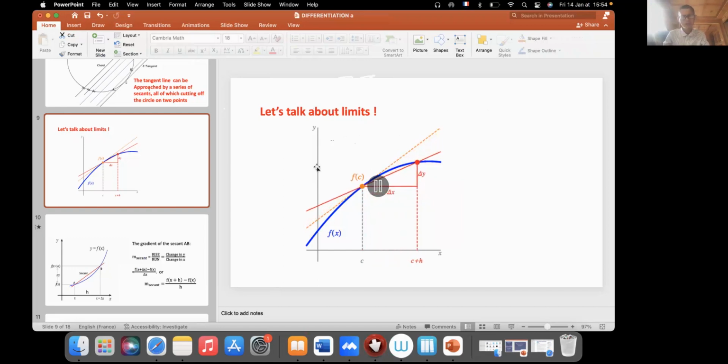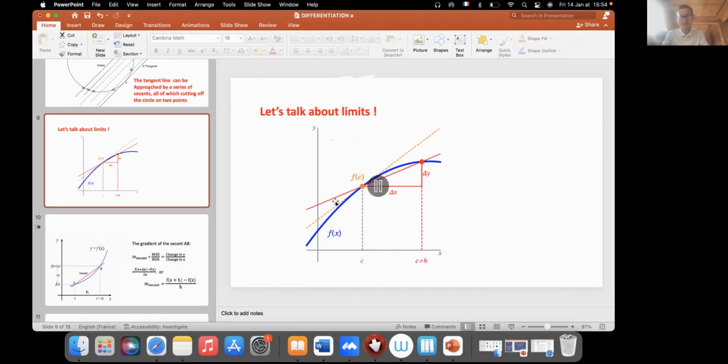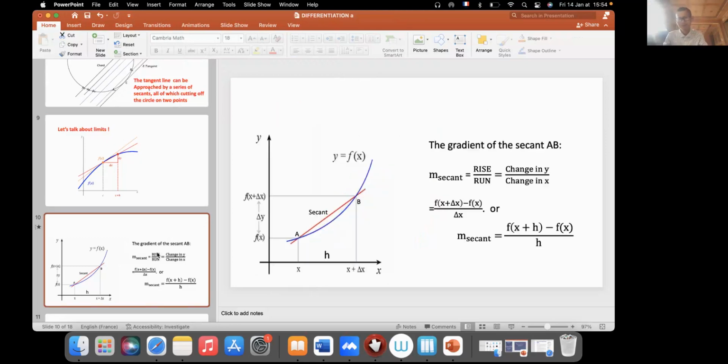Okay. So the next step, he let the secant line get closer and closer to the tangent line. That is to say, he let delta x get closer and closer to zero. That is, let the x coordinate get closer and closer to c, right? And then he applied a limit operation.